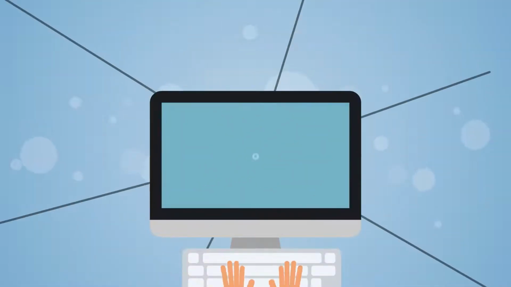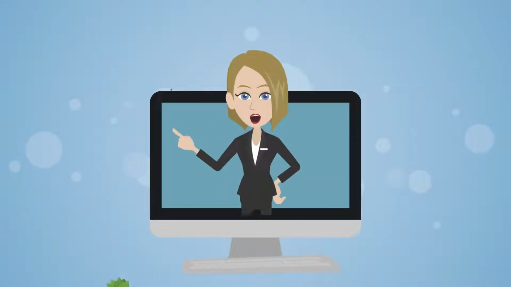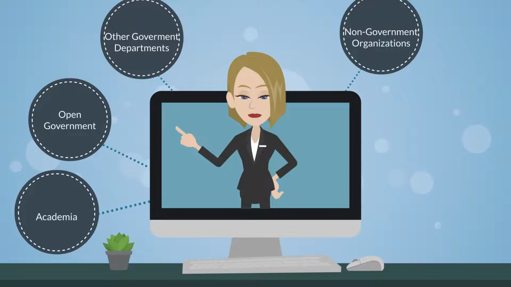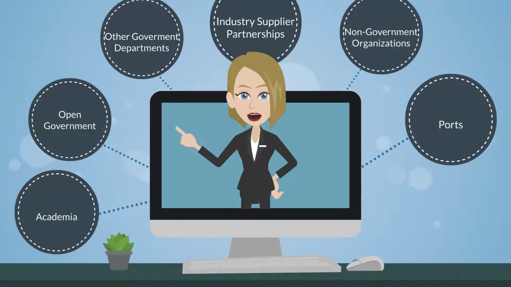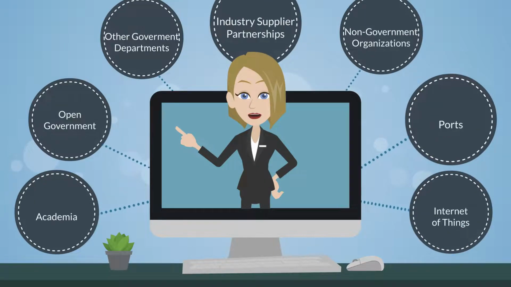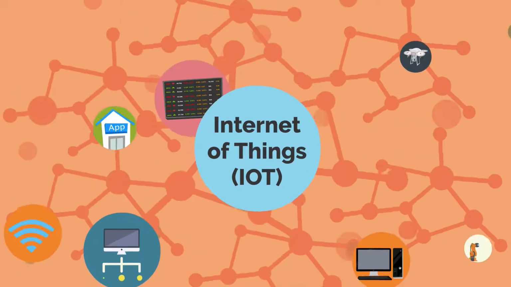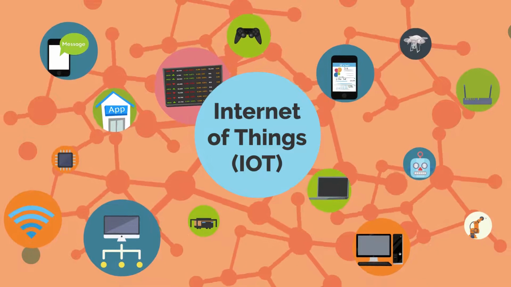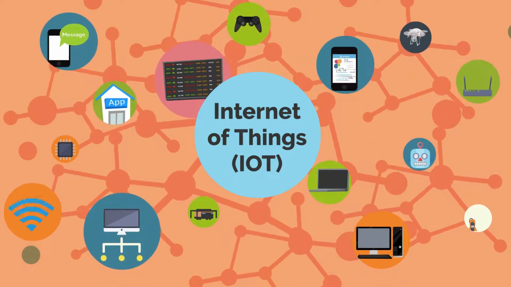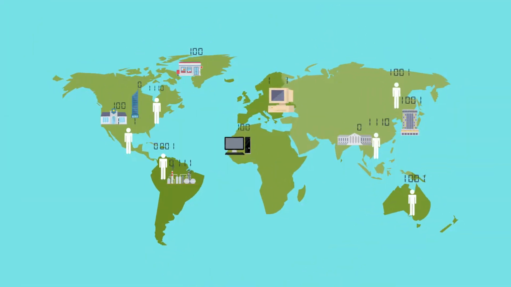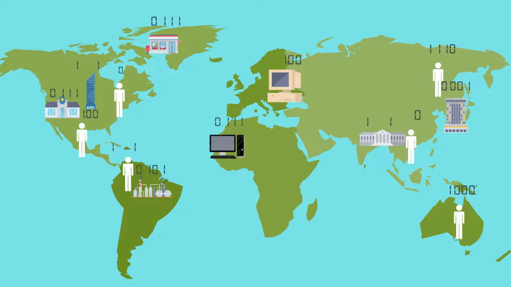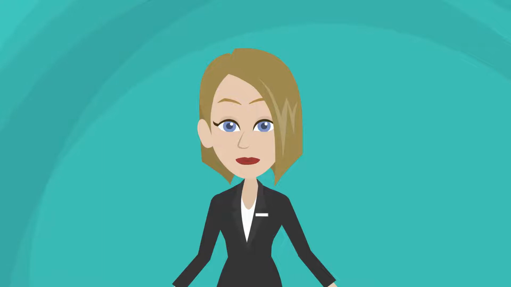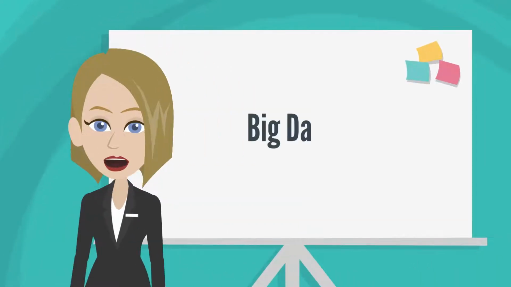On top of all this, we access large amounts of data from other government departments, open government, non-government organizations, academia, ports, industry supplier partnerships, as well as the Internet of Things. The Internet of Things, IoT, is essentially a giant network of 25 billion connected things or devices. It contains all sorts of data generated by individuals, companies, and governments around the world. The term we use to describe all this data together is big data.